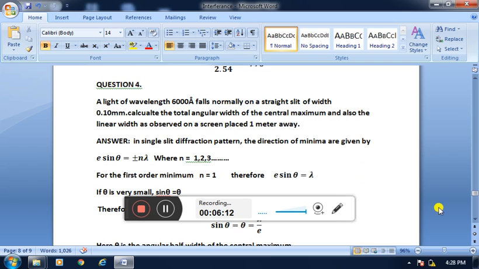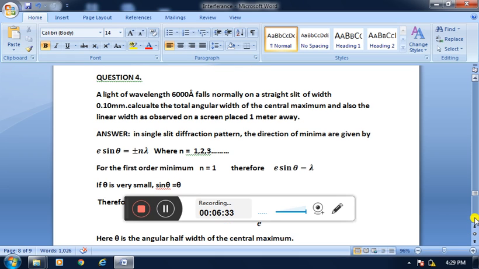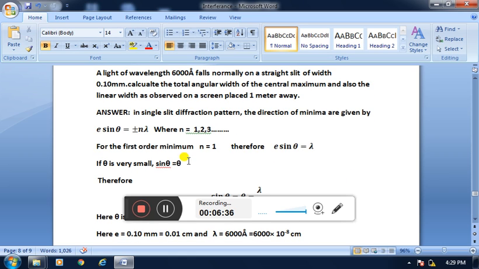Dear student, the next numerical we are going to discuss: light of wavelength 6000 angstrom falls normally on a slit of width 0.1 millimeter. Calculate the total angular width of the central maxima and also calculate the linear width as observed on a screen placed 1 meter away. Dear student, we know that in diffraction due to a single slit, e sin theta is equal to n lambda, where the value of n is 1, 2, 3 and so on.